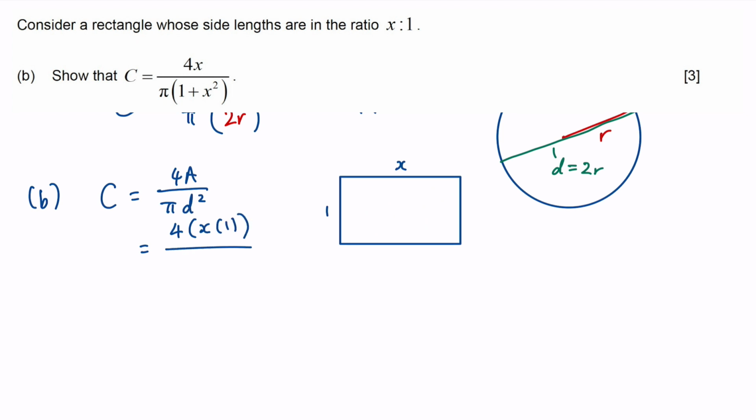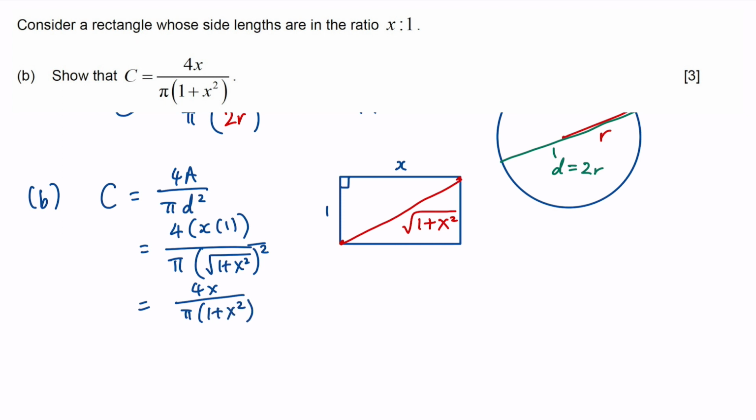The maximum distance between any 2 points will be the length of the hypotenuse, the diagonal. This length is root of 1 plus x squared, because this is a right angle triangle. So D is root of 1 plus x squared, and then we square it for the formula. So this becomes 4x over pi times (1 plus x squared), which is shown, as required.